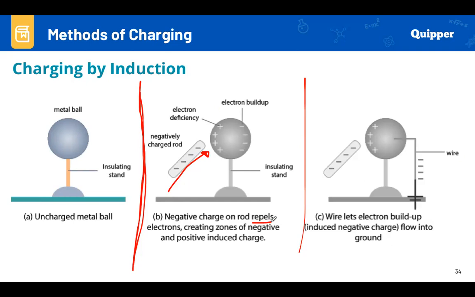Okay, did you remember yung sa kaninang bata na hinawakan yung isang metal ball na nakalabot yung pangalan ng metal ball na yan, and then nag-repel yung mga hair niya. Tama. So that is one effect of that one. Wire lets electron build up induced negative charge flow into ground. Ayan. So kapag meron kang dinikit na wire, so lahat naman ng negative na electrons mapupunta doon sa wire. Kasi di ba, sabi ko sa inyo, pag nagdikit yung dalawang bagay, ang pwede lang mag-transfer ay electrons. So lahat ng electrons na nasa metal ball mapupunta doon sa wire.